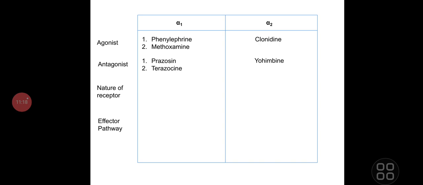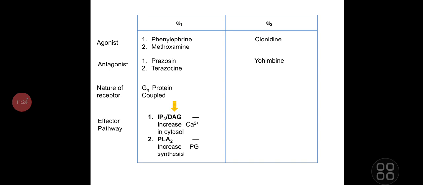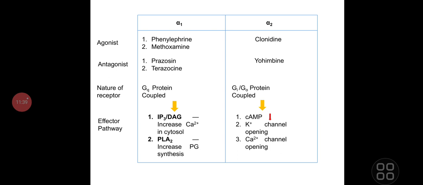Antagonists for alpha 1 are prazosin and terazosin, and for alpha 2 it is yohimbine. Nature of the receptor. Alpha 1 is a Gq protein coupled receptor. It works by the IP3 DAG pathway, so it increases cytosolic calcium, and it also activates PLA2, which increases PG synthesis. And alpha 2 receptors are Gi/Go protein coupled receptors, and they decrease cAMP, open potassium channels, and also calcium channels.